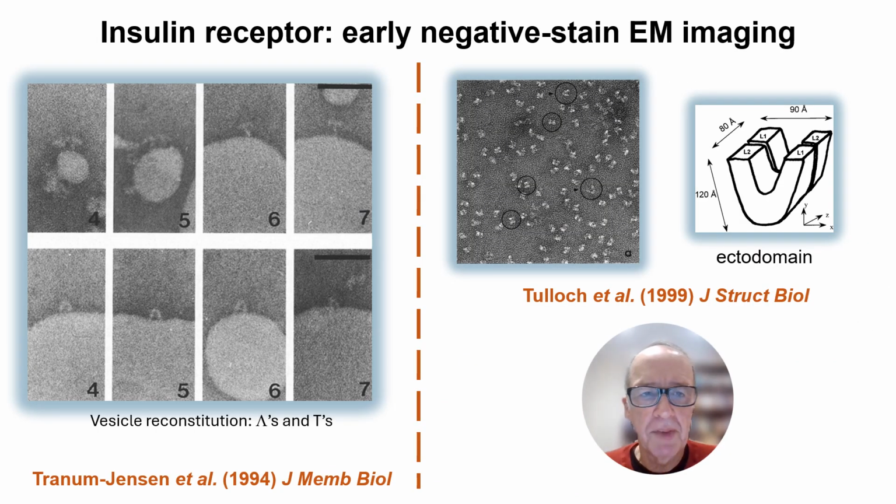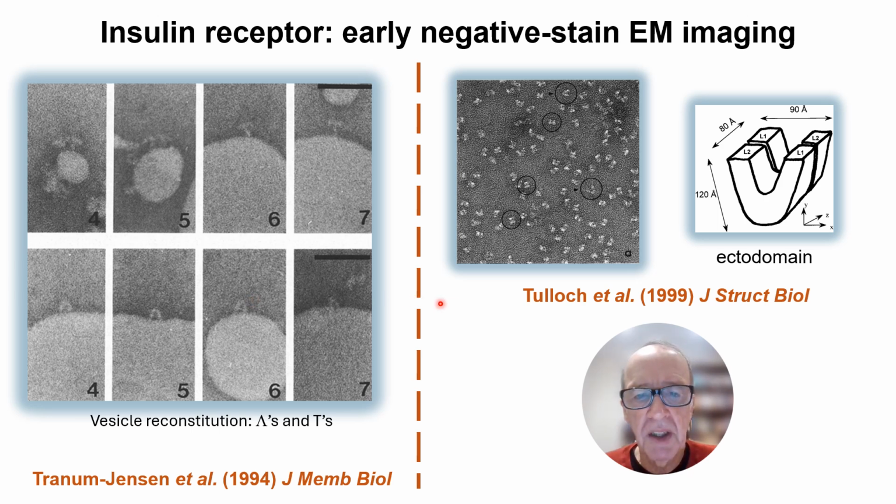I'm now going to describe some early electron microscopy studies of the insulin receptor. Here on the left, we have holoreceptor reconstituted into lipid vesicles, and you can see that there were two classes of particles that were discerned. One of which was a sort of T-shaped structure, shown over here and over here, and the second of which was this capital lambda-shaped particle or inverted V particle, shown over here.